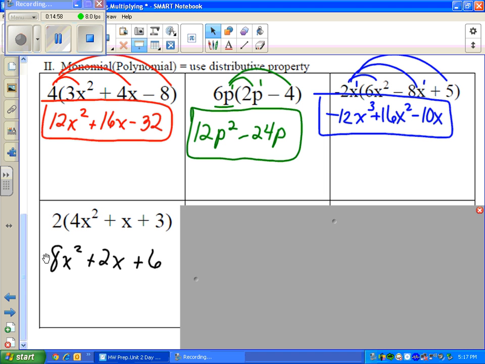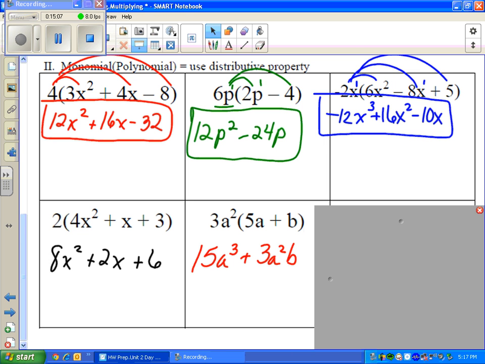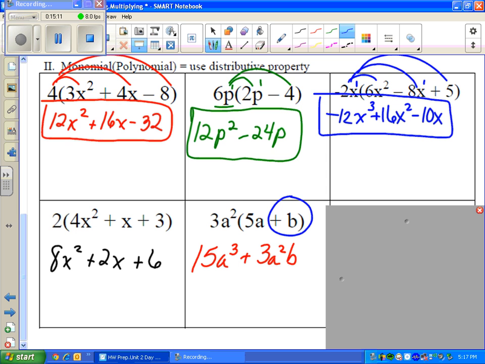On the first one here, I'll distribute the 2. It's just going to affect all the numbers that are just normal numbers. So 8x squared plus 2x plus 6. On the second one here, I threw in a little plus b there. That was kind of weird. We'll see how you guys did.